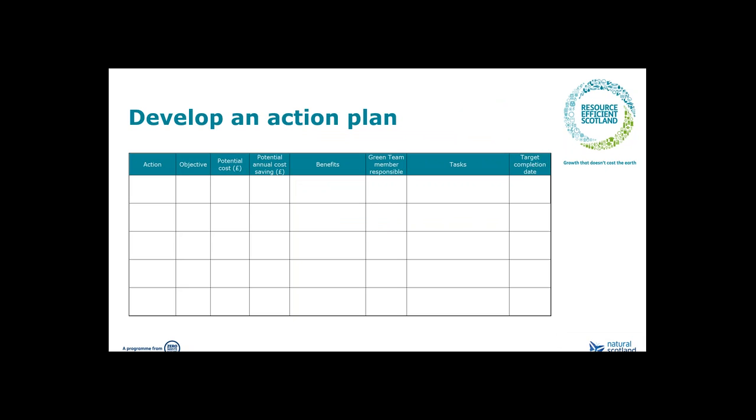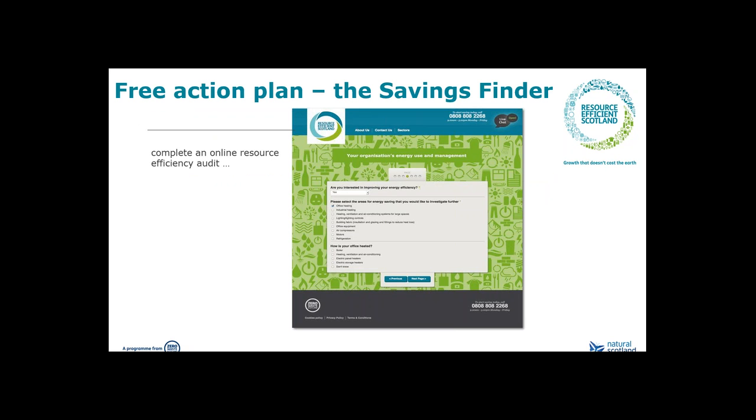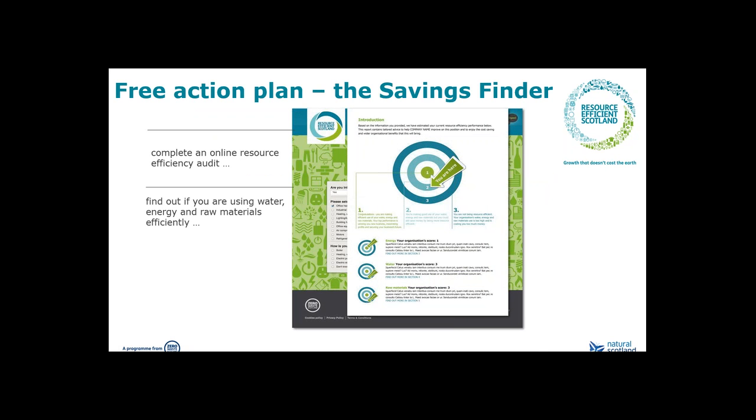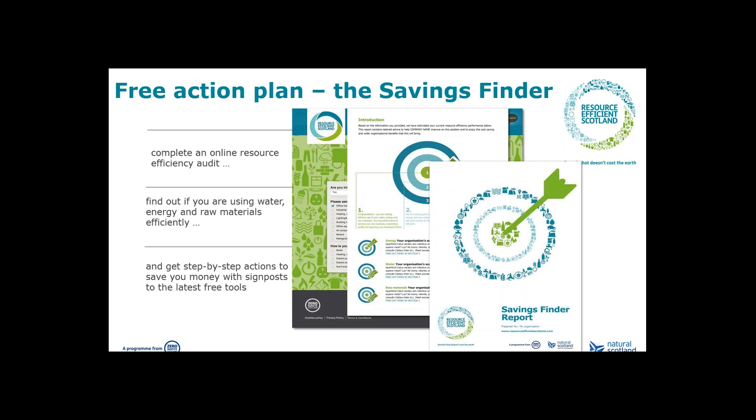So some of the questions you can ask your Green Team is, what happens to our waste? Are we mapping the areas where waste is generated? Do we monitor our energy use? Do we gather data on water? Have we checked leaks in the building? And then the information can be collated in the form of a table just to identify the actions. Now, if you're still looking for ideas, you can access our Resource Efficient Scotland Savings Finder, and this provides an outline of the opportunities in energy, water and waste that you can explore further with your Green Team.